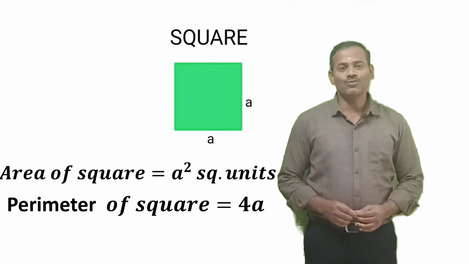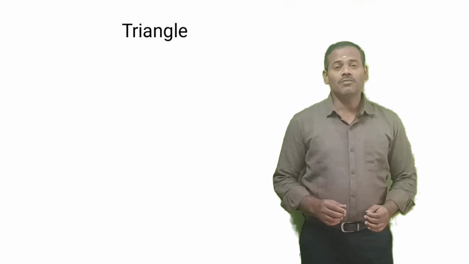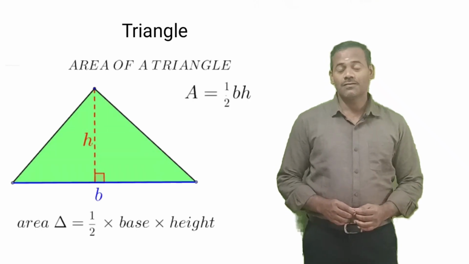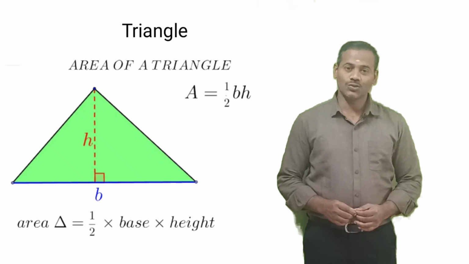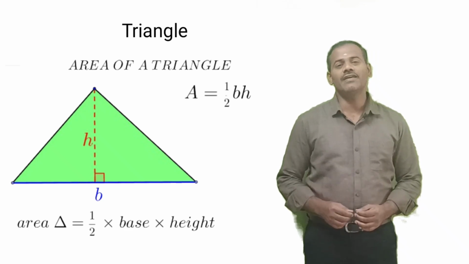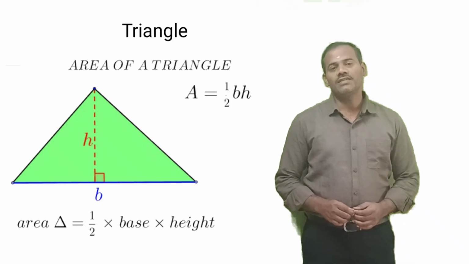Now let us move to triangle. What is the formula for the area of a triangle? The formula for the area of a triangle is half into base into height square units. Now let us move to cuboid.